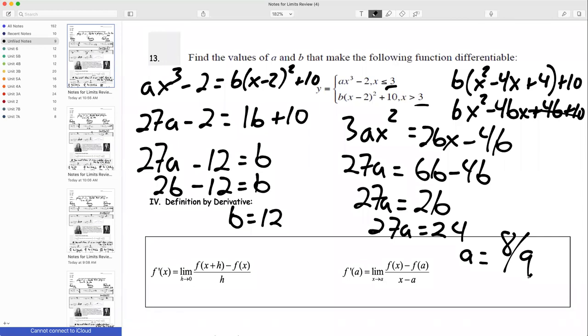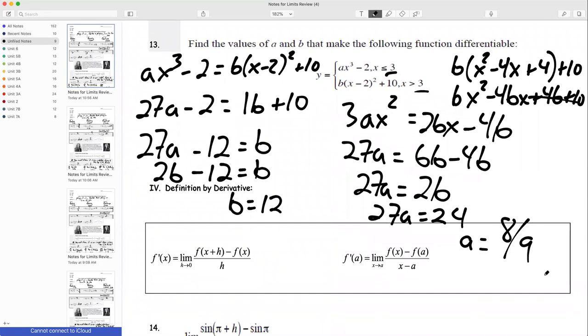All right, wait, hold on. After the 27a equals 2b part, what did you do? I lost it there. Where did you get the 6b? Yeah, 6b minus 4b. How did you get that? I put in 3 for x. Okay, x is 3.